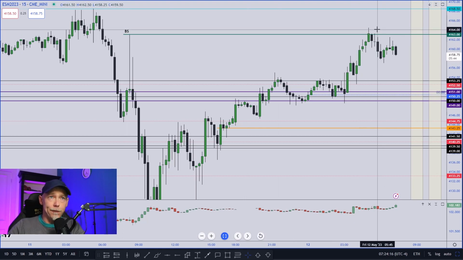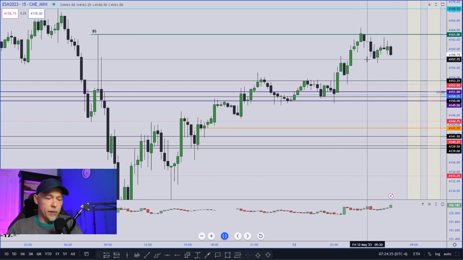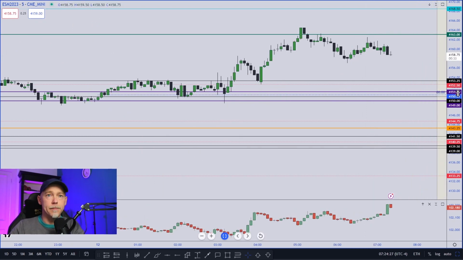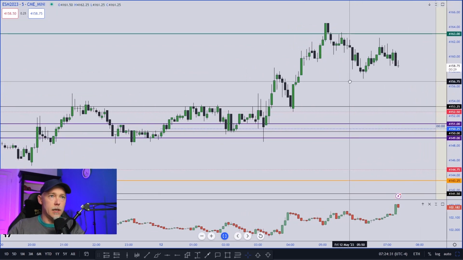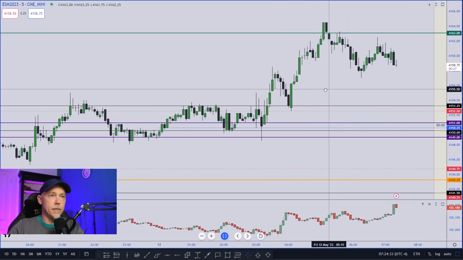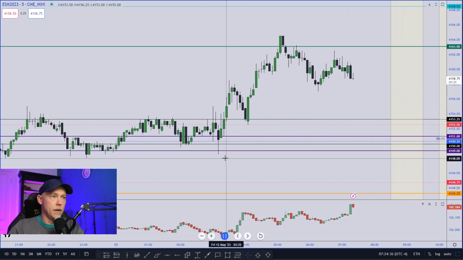But that's not enough for us. We need to see a market structure shift. So check out my other lessons on market structure to understand how that works. But I'll zoom here to a 5-minute chart so you can see it more clearly. So here's a 5-minute chart, and let's just look at this in its most simple form.